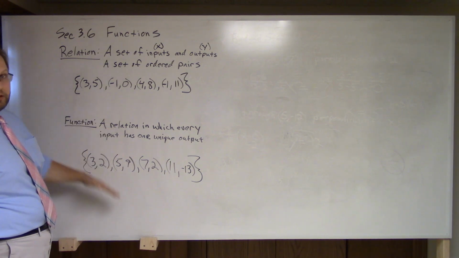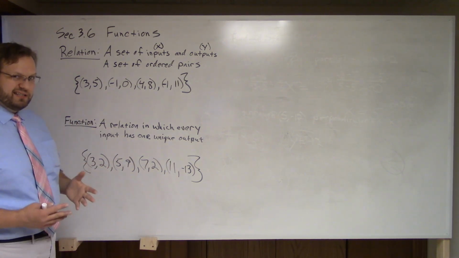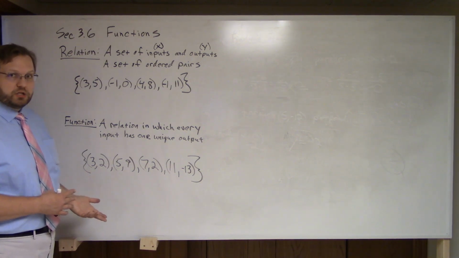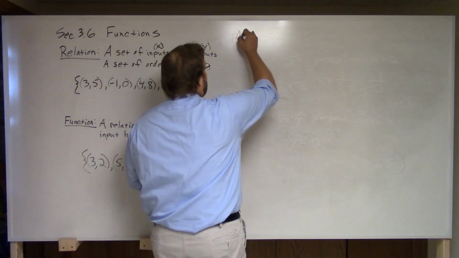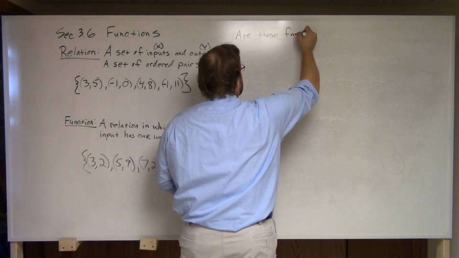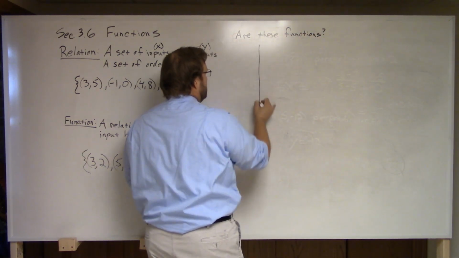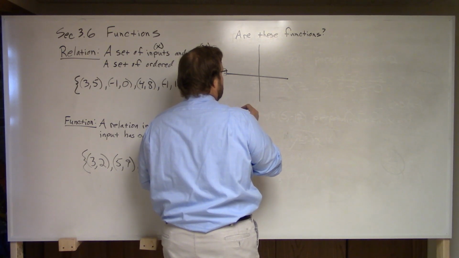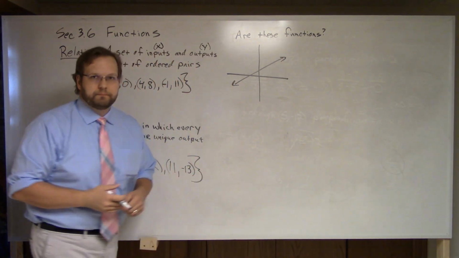a list of ordered pairs. Okay, now those ordered pairs typically aren't just listed though. A lot of times we graph those. So how can we tell if a graph is a function or not? So are these functions? And let's say I give you something like this. Just a regular line, okay?